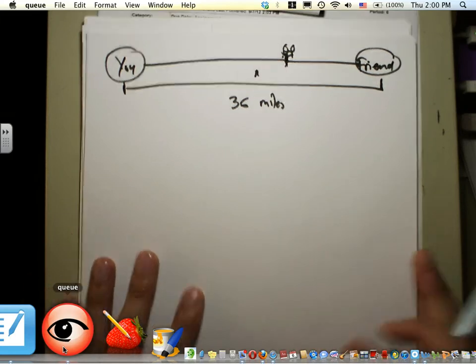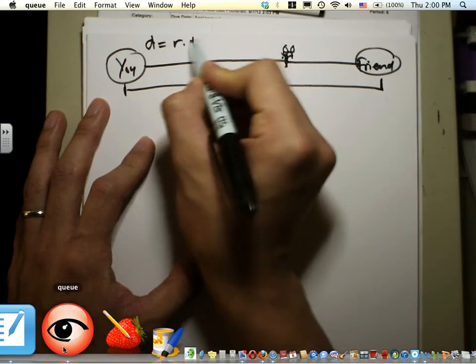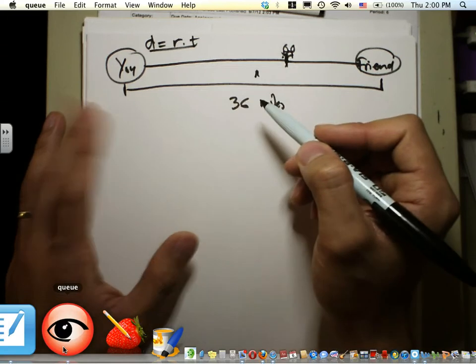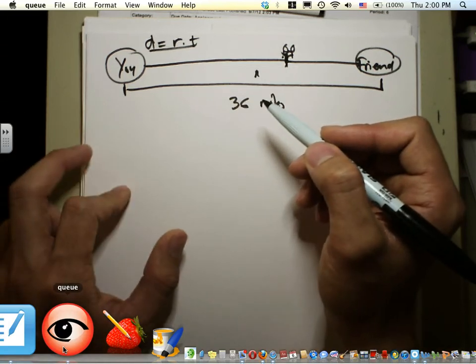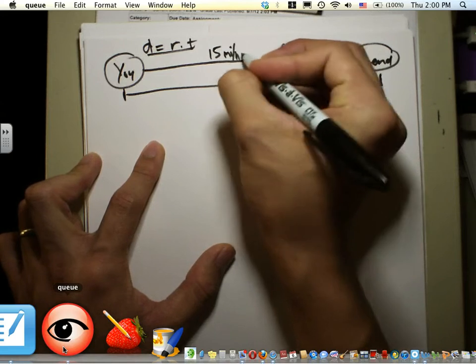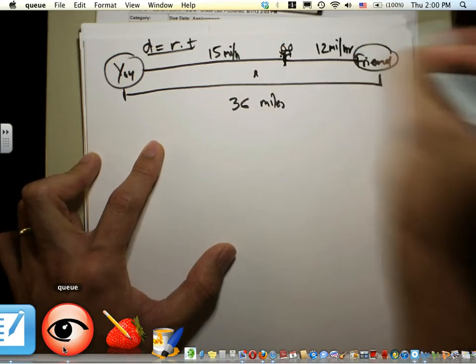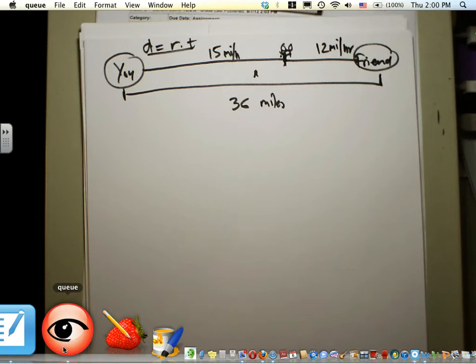And once again, we always start with this. Remember that this is distance equals rate times time, right? Do we know the rate already? Yeah, we know that you're going at 15 miles per hour and your friend is going at 12 miles per hour, right? So you know your rate and you know your friend's rate as well. So let's do a guess and check problem again. I think this is a good problem to do that.